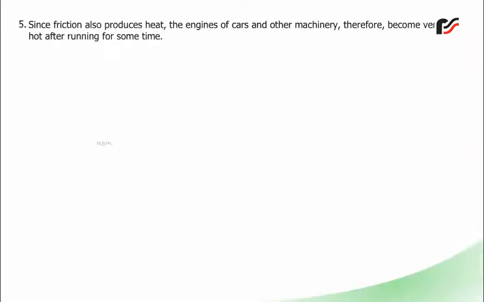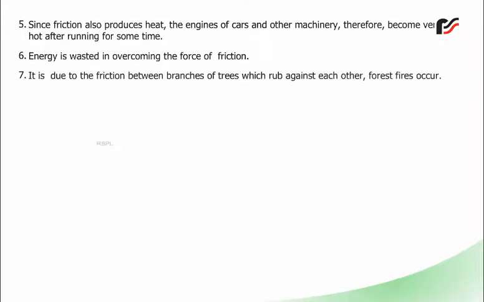5. Since friction also produces heat, the engines of cars and other machinery become very hot after running for some time. 6. Energy is wasted in overcoming the force of friction. 7. It is due to the friction between branches of trees which rub against each other that forest fires occur. 8. Friction reduces the speed of moving vehicles to a great extent.